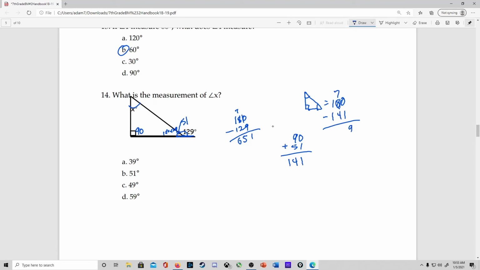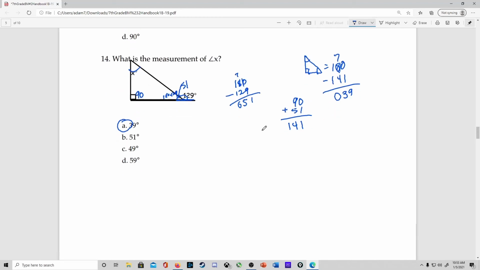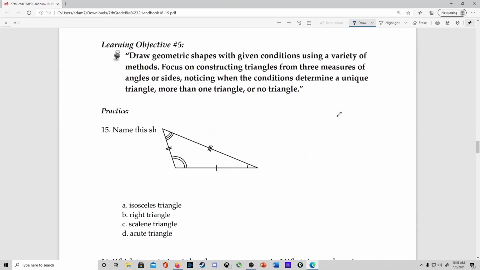10 minus 1 is 9. 7 minus 4 is 3. 0, 0. So that means x has to be 39 degrees. Good job, guys. We're working through this really well.